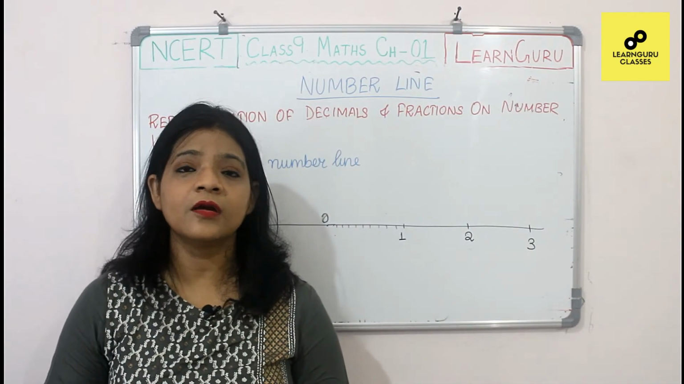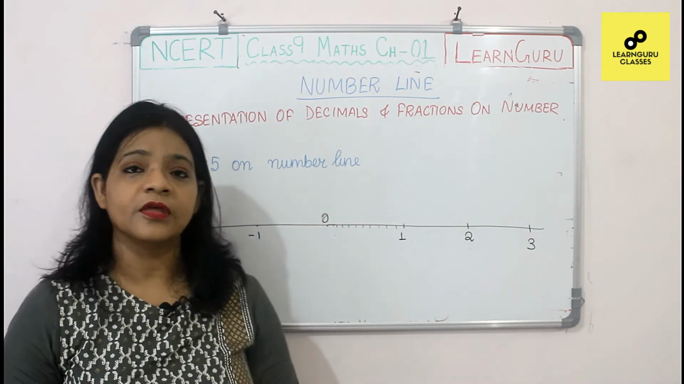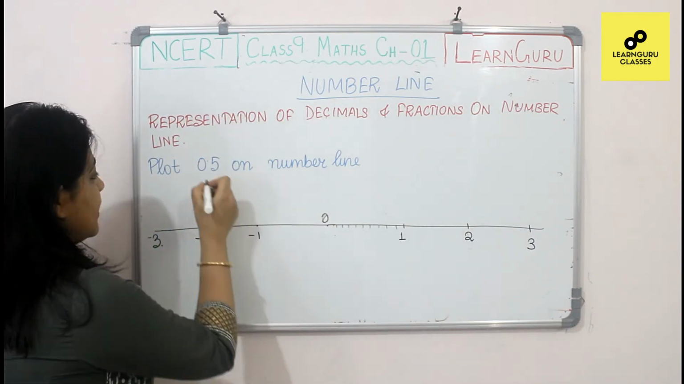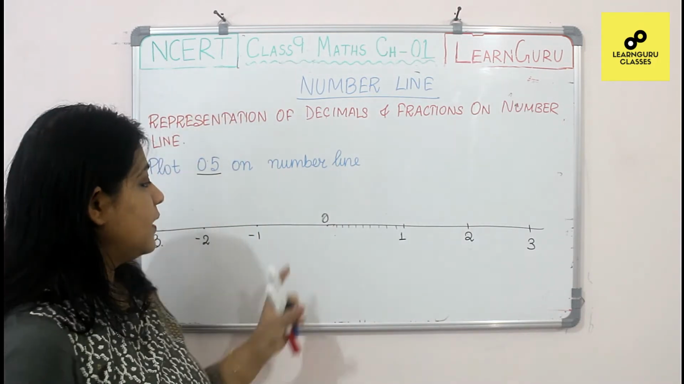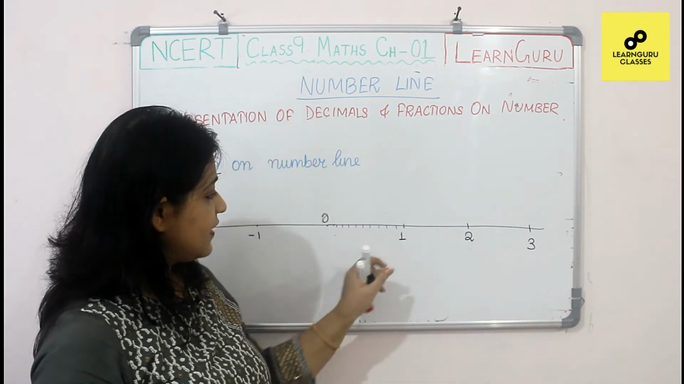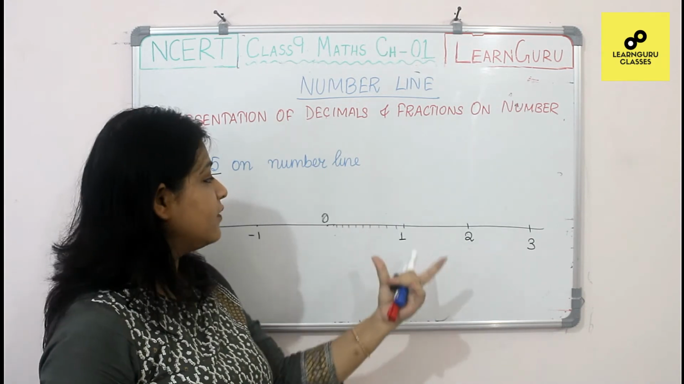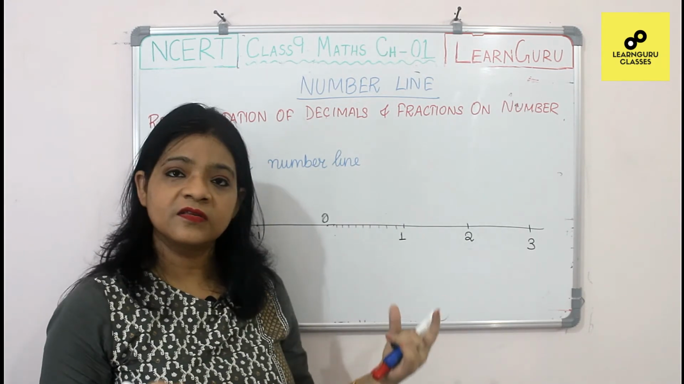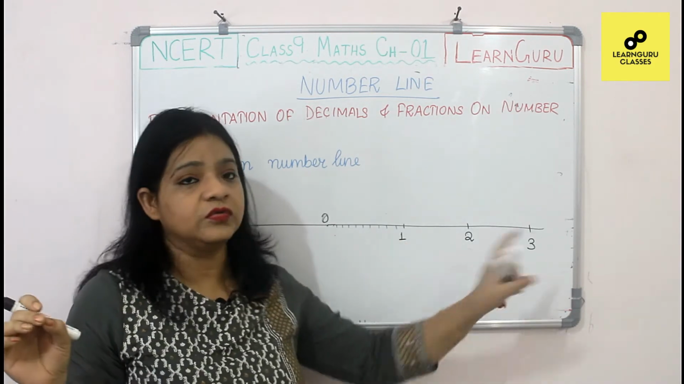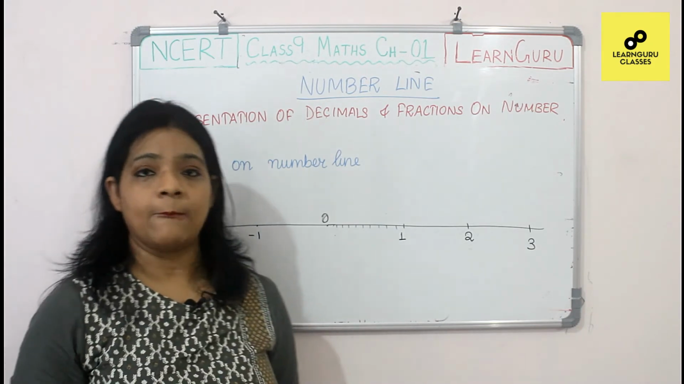So here we are going to see how decimals are represented on the number line. I have picked one decimal number, that is 0.5, to be plotted on the number line. I have drawn the number line, placed the positive integers and negative integers. While drawing, you can draw it with scale, take equal points and mark accordingly 1, 2, 3. So let's plot 0.5 on the number line.